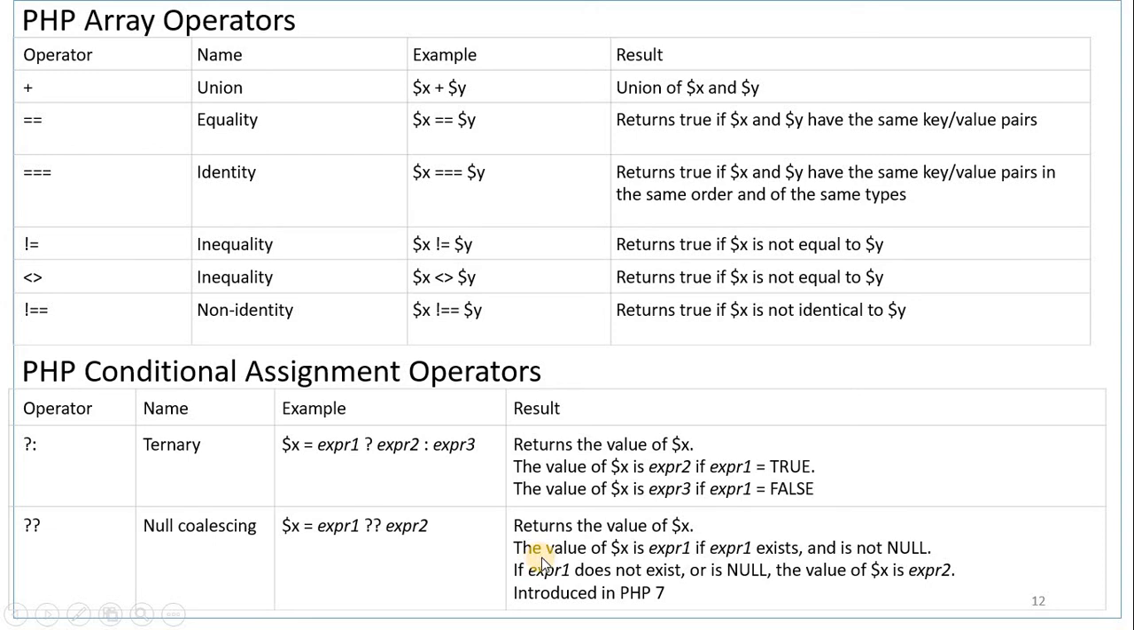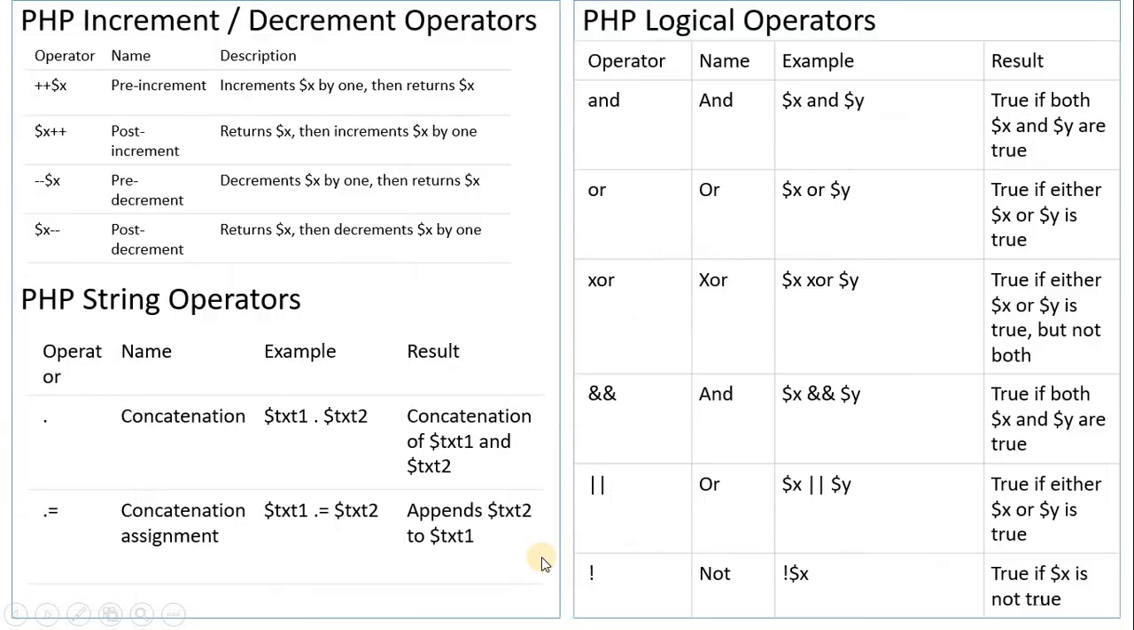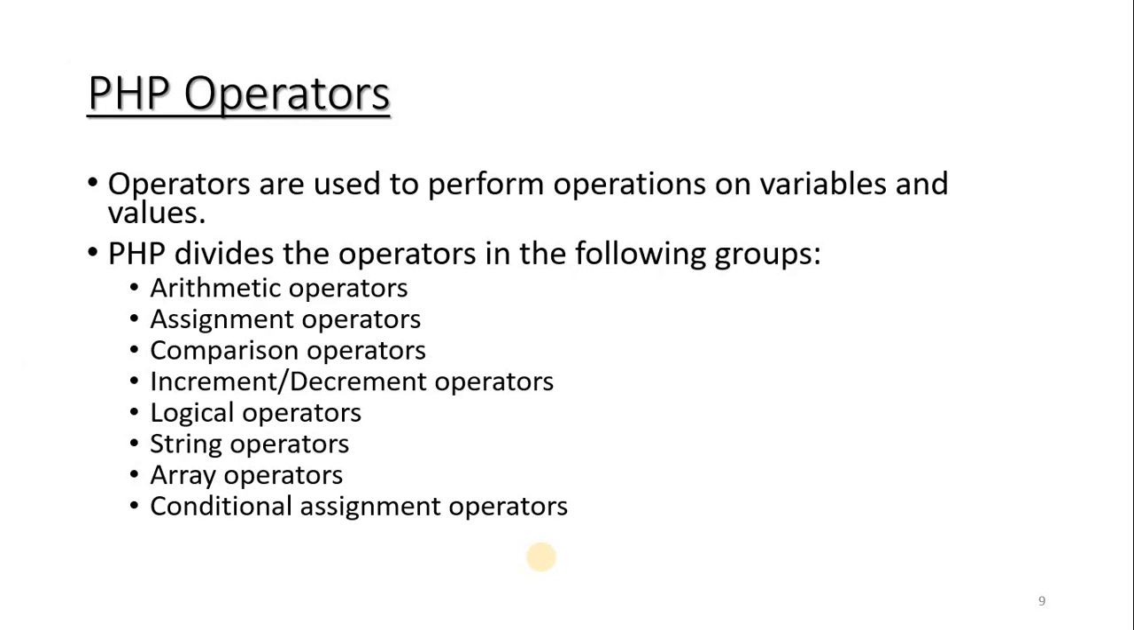So these are the different operators we have in PHP: arithmetic operators, assignment operators, comparison operators, increment or decrement operators, logical operators, string operators, array operators, and conditional assignment operators.